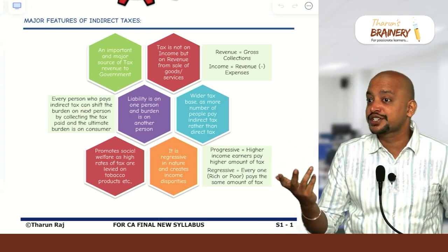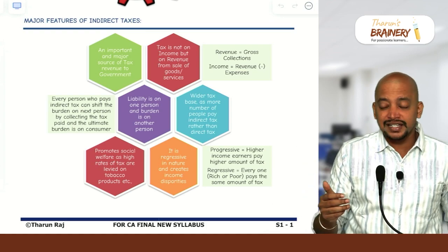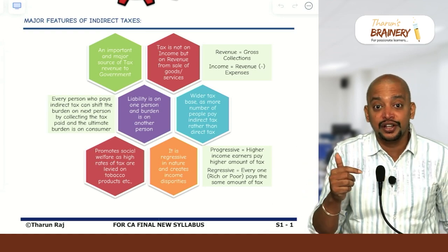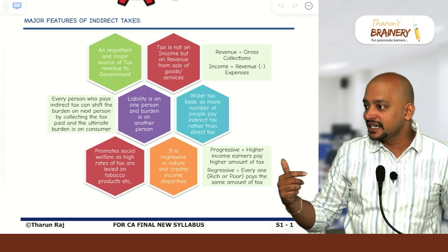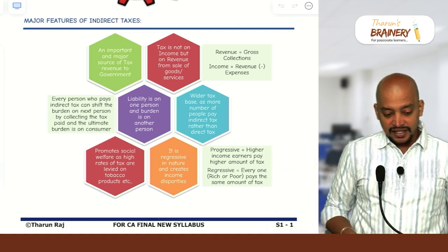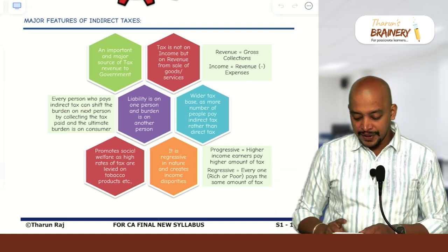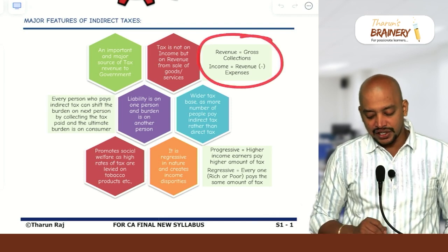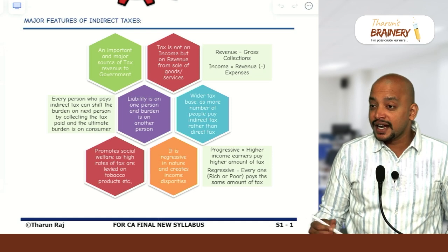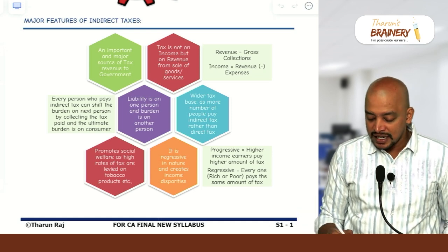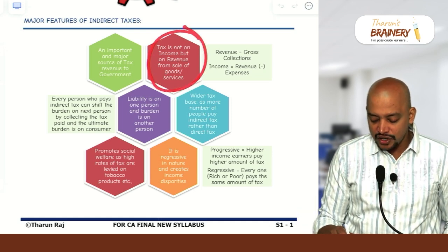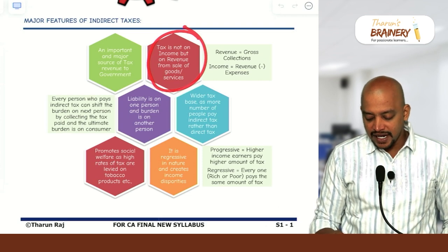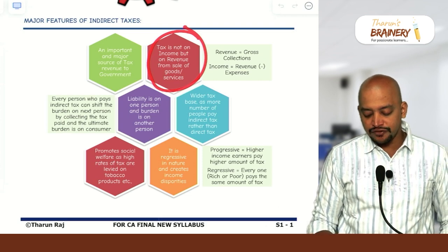Same is the case of customs duty also. Customs duty is never on the profit. Customs duty is on the price involved in the transaction. So that is the difference. Here I am talking about, you can see, revenue equals gross collections. Income equals revenue minus expenses. So tax is not on income but on revenue from sale of goods or services.